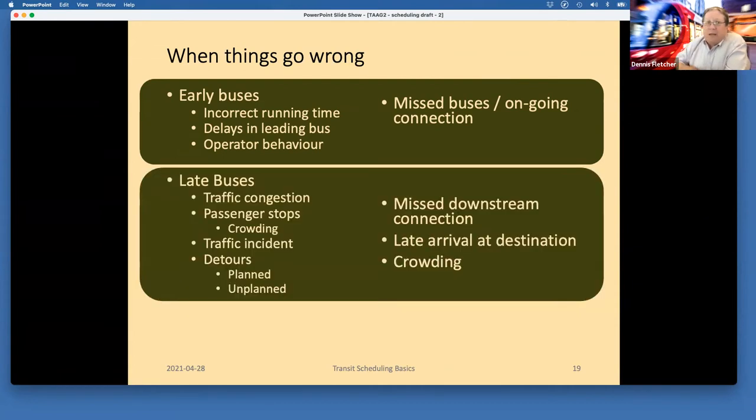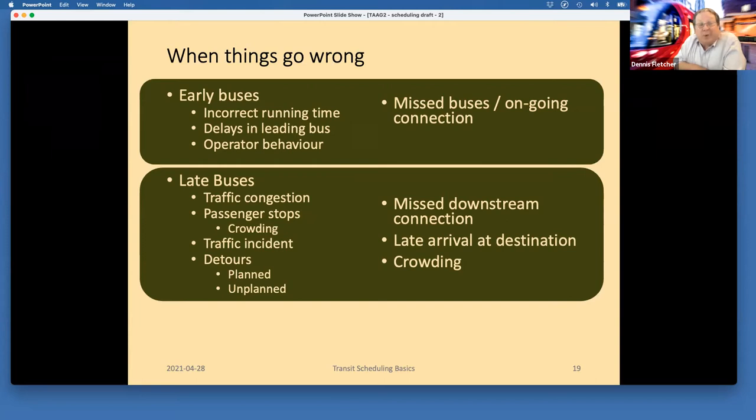Second, my bus is late and I waited a long time for it. Maybe my first bus was on time, but my connecting bus at the transfer point was late. Either way, I'm going to be late. This one is a lot more common and has many more causes.